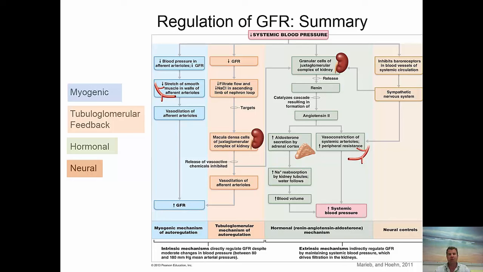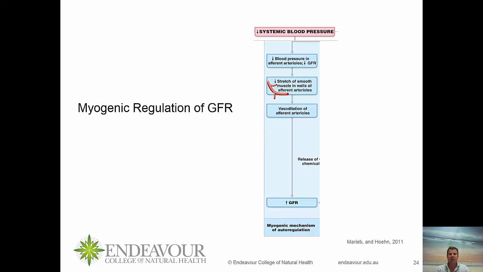So let's do the first one. It's the myogenic regulation of GFR. Okay, so this is a function of the arterioles sensing stretch or lack of stretch. So in this one, decreased systemic blood pressure. The decrease in blood pressure in the afferent arterioles decreases our GFR.